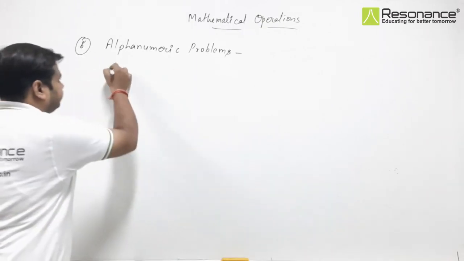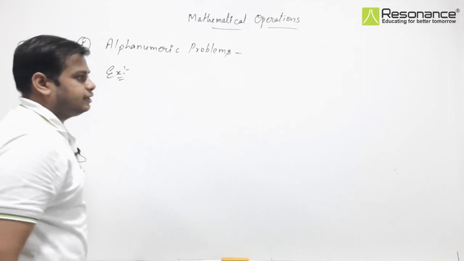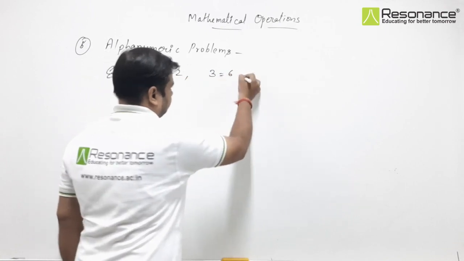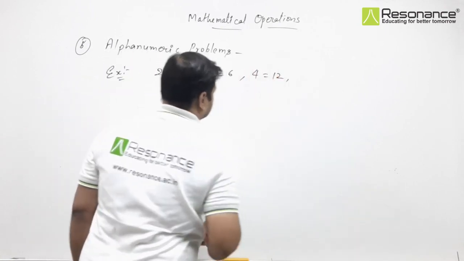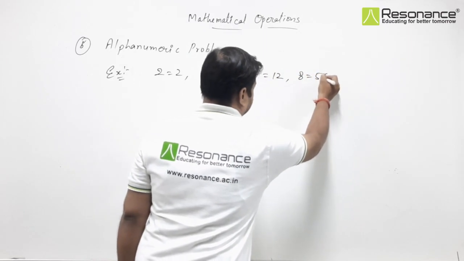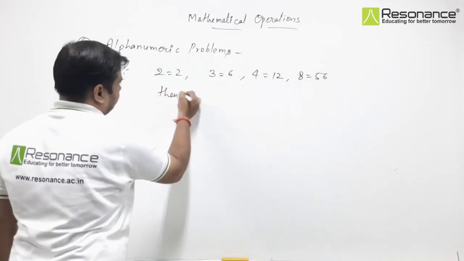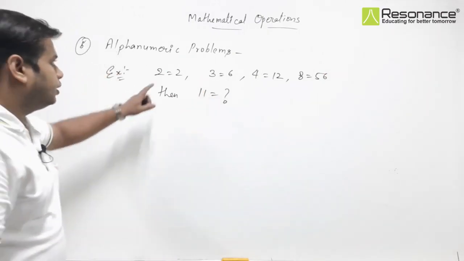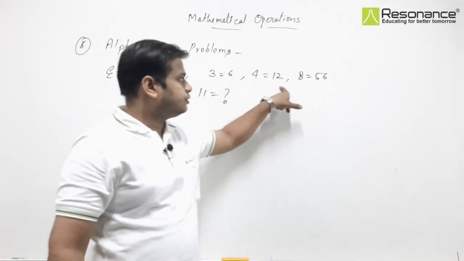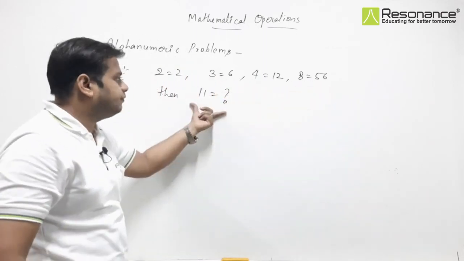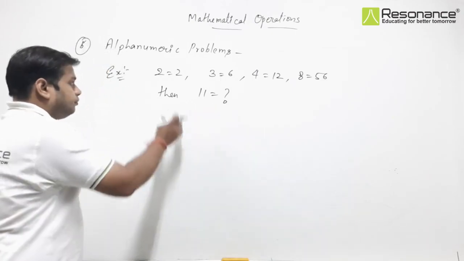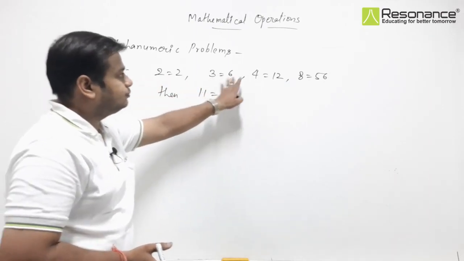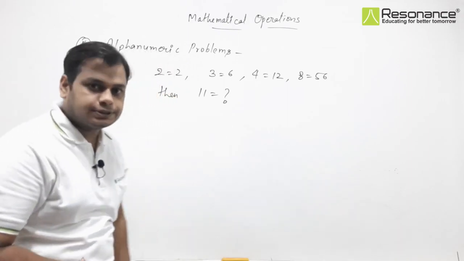One last type of question we can have in alphanumeric puzzles: 2 equals 2, 3 equals 6, 4 equals 12, 8 equals 56, then what should 11 equal? We have to understand what's going on here. How 2 becomes 2, how 3 becomes 6, how 4 becomes 12, how 8 becomes 56.